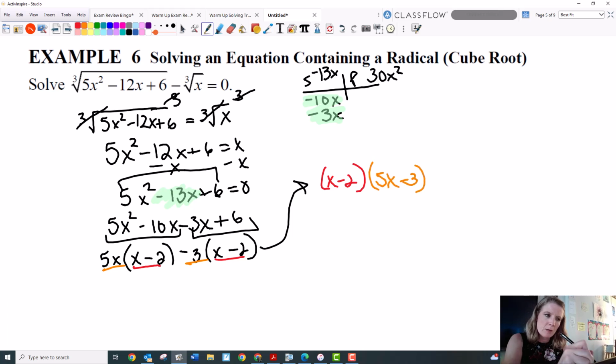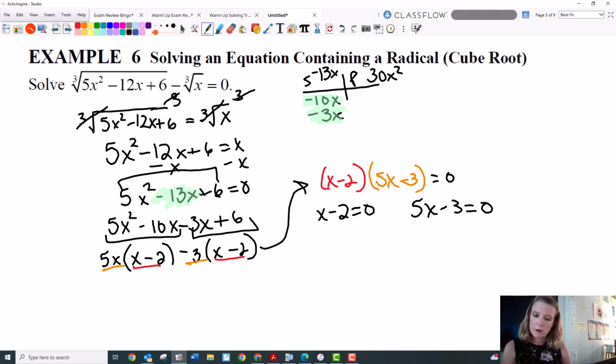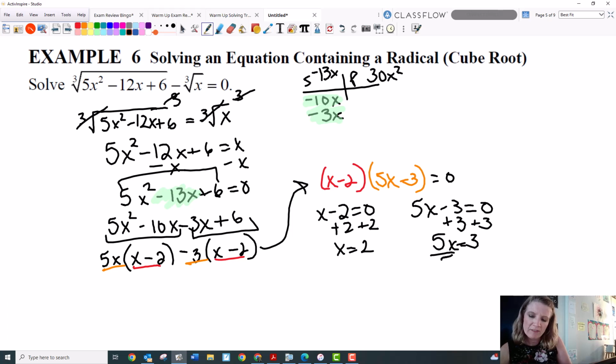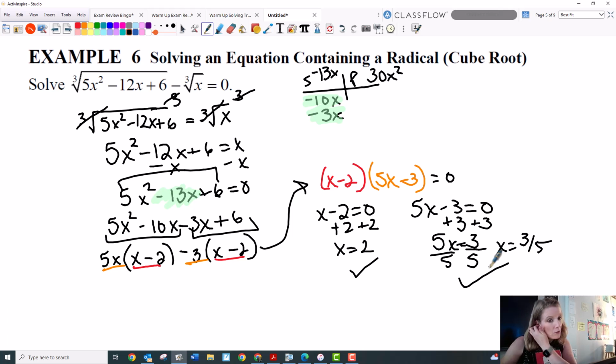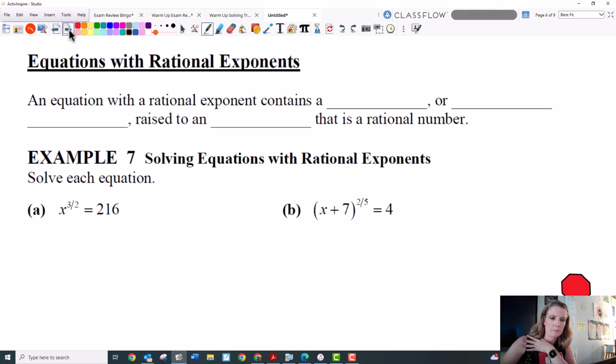And I set them both separately equal to 0. So x minus 2 equals 0. 5x minus 3 equals 0. Add the 2. X equals 2. Add the 3. Divide by 5. X equals 3/5. And for sake of time, both of these do work. You check them both, they both give you the right answer. So, just so you know. And then we're going to stop, semi stop sign, after example 7.